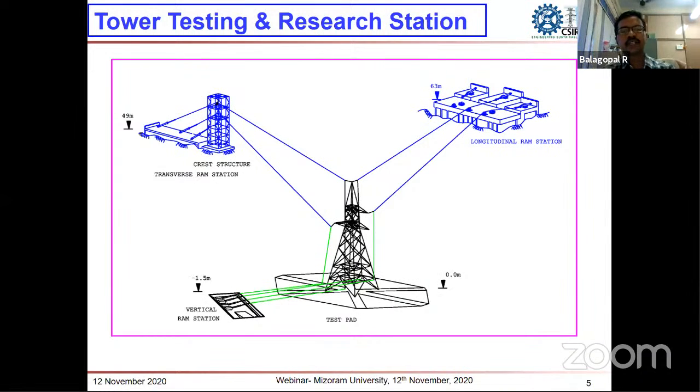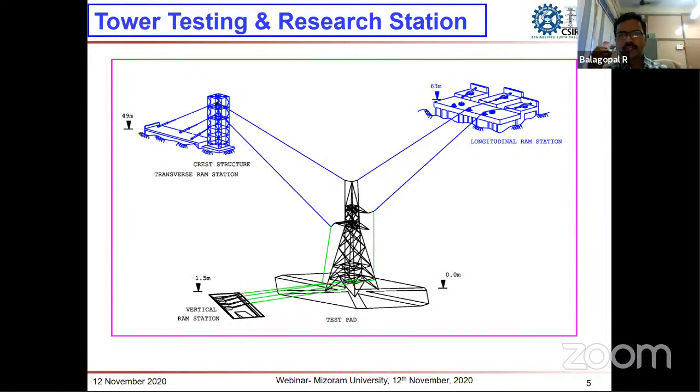And the next one is called the transverse ram station, that is located at a hilltop of around 49 meters. There, through this ram station, we can simulate the wind loads. What are the wind loads coming on the tower? That we can simulate through this. And we have one more ram station called the longitudinal ram station, that is located at a hilltop of 63 meters. Our testing station is located in a horseshoe shaped hillock, a naturally formed hillock, so that we are locating all these 3 ram stations in our test bed.